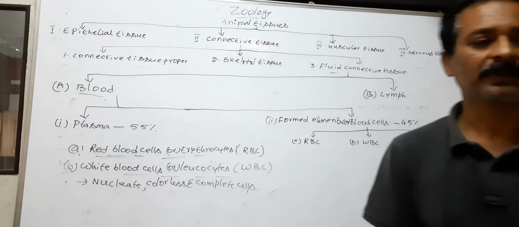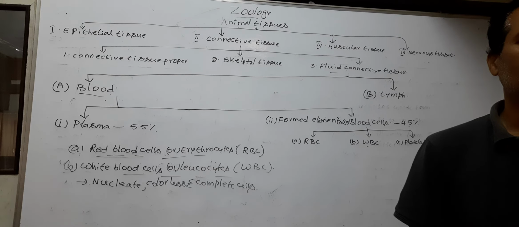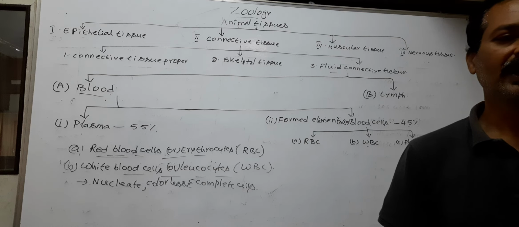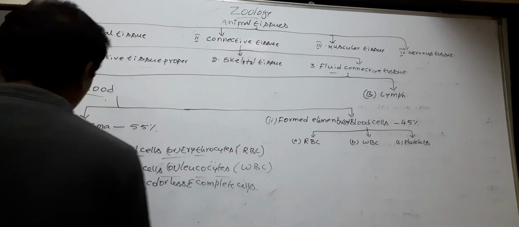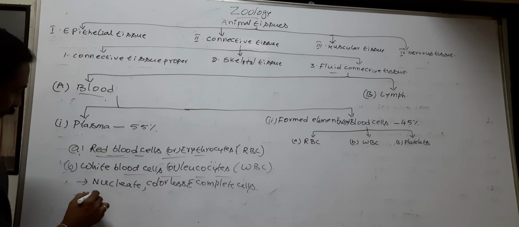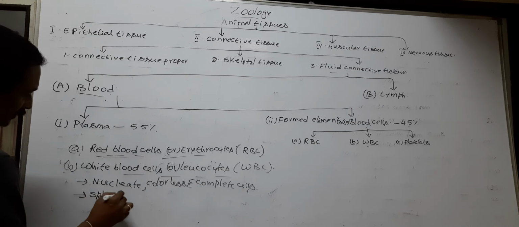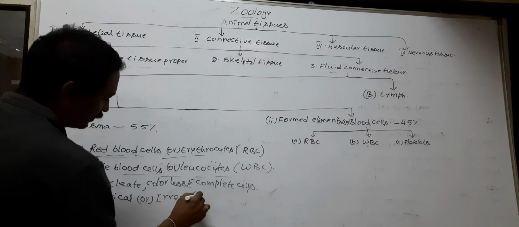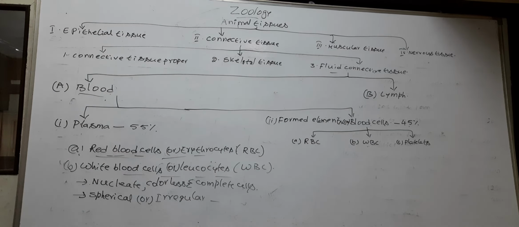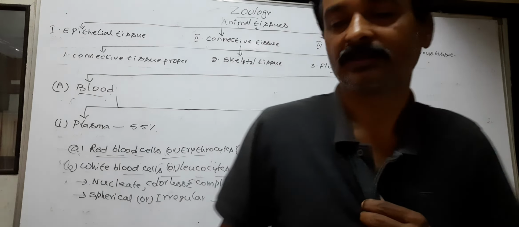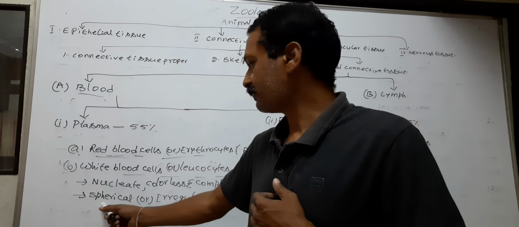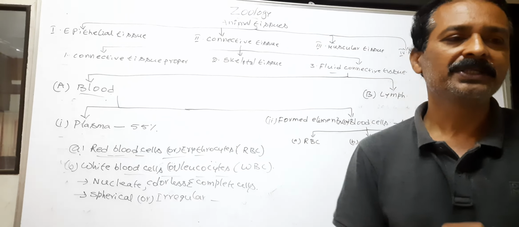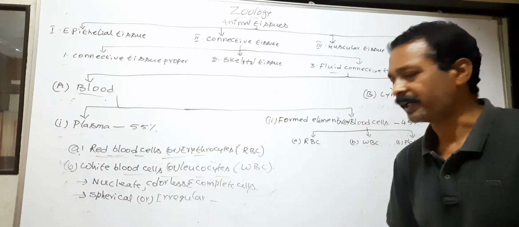Next, nucleus is present. WBC are spherical or irregular in shape. So the shape of the WBC is spherical or irregular shaped cells. So WBC are of different types. Some of the WBC are spherical in shape and some are irregular in shape. So WBC are spherical or irregular in shape.